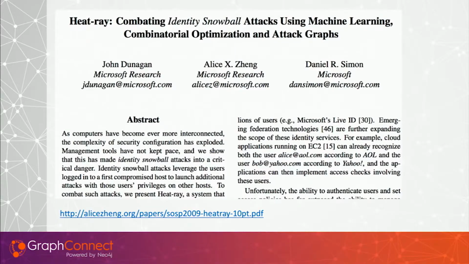Some important prior work that I would like to acknowledge. First and most importantly, this is a white paper from Microsoft called HeatRay, using machine learning and combinatorial optimization to combat identity snowball attacks. This paper came out in 2008 by Alice Jung and John Donegan and Daniel Simon. Unfortunately, the project never saw the light of day. Microsoft just shut it down. They couldn't figure out how to make money off of it. Whatever happened, it wound up like the Ark of the Covenant in a crate in a basement somewhere, never to be seen or heard of again.